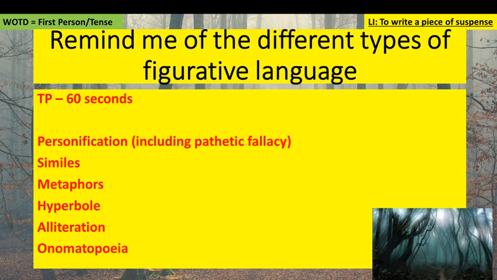We have hyperbole, which is over-exaggeration. So if you said its tail was as long as a winding river, something's tail most likely isn't as long as a river, but you're just exaggerating to show that it is actually really long. Then we have alliteration, which is sounds at the start of the words sounding the same when they are next to each other. And then finally we have onomatopoeia, which is a type of sound effect. So crash, bash, bang, they might all be sound effects, so onomatopoeia in your writing.